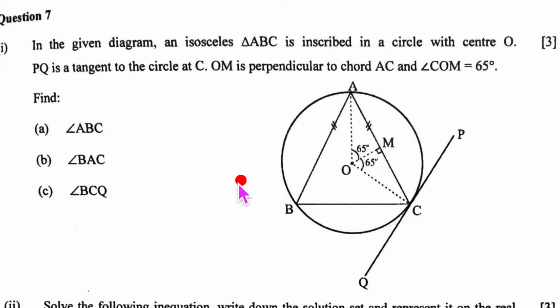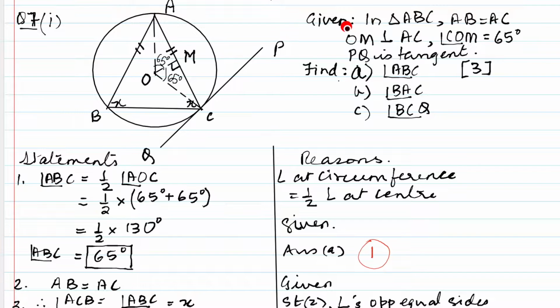First we have to draw the diagram. We write what is given and we write what is to be found out. And this is a 3-mark question. So remember, ABC, BAC and BCQ, each one will be 1 mark.